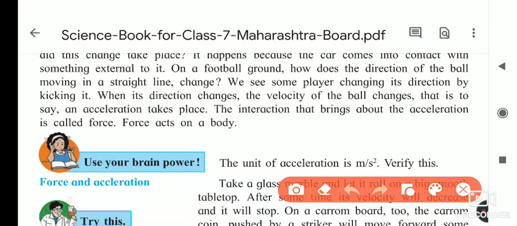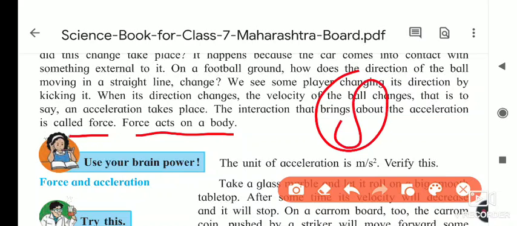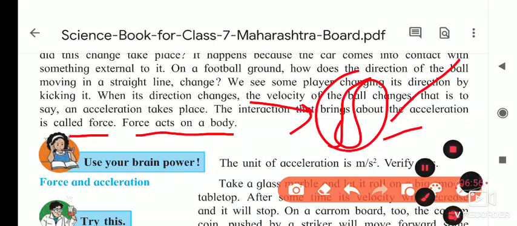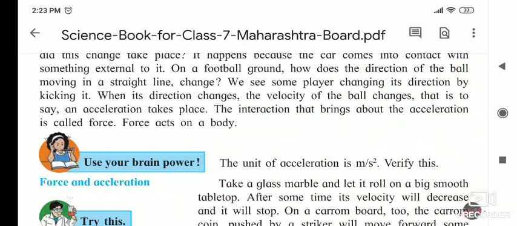The interaction that brings about the acceleration is called a force acting on a body. Whenever you kick the ball, you are applying a force on it, and that's why its speed increases, otherwise decreases, otherwise it changes direction. These things happen when we apply force on it.